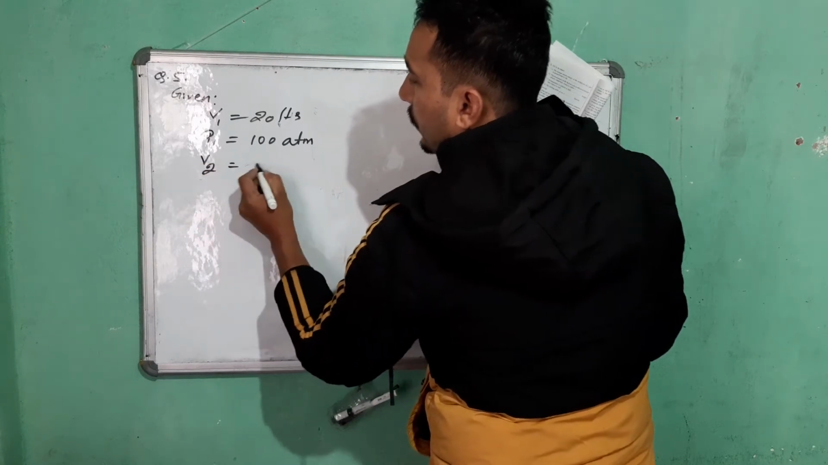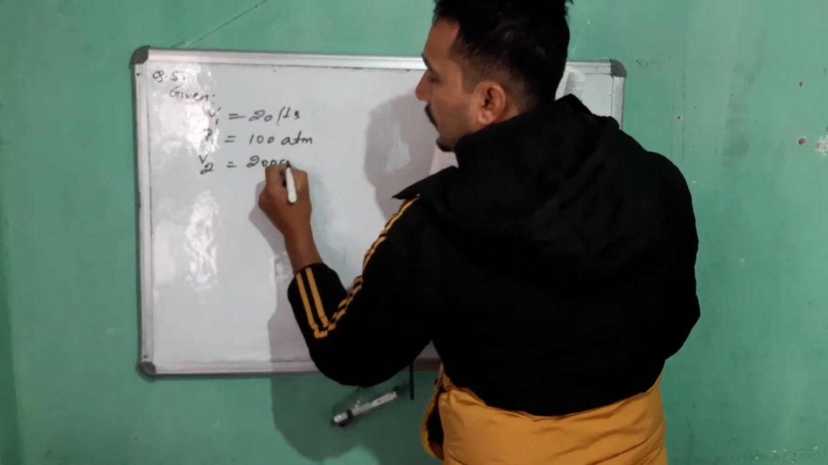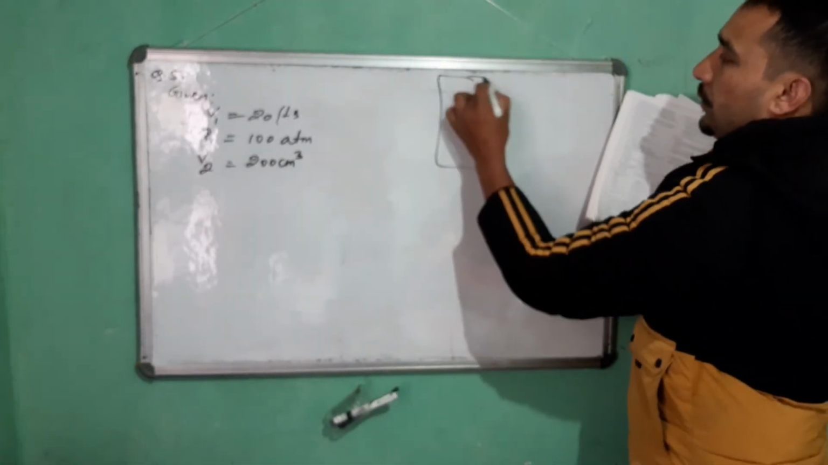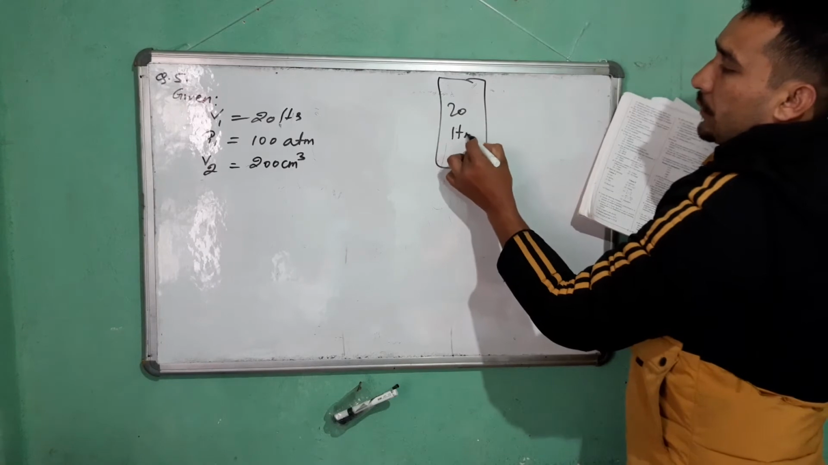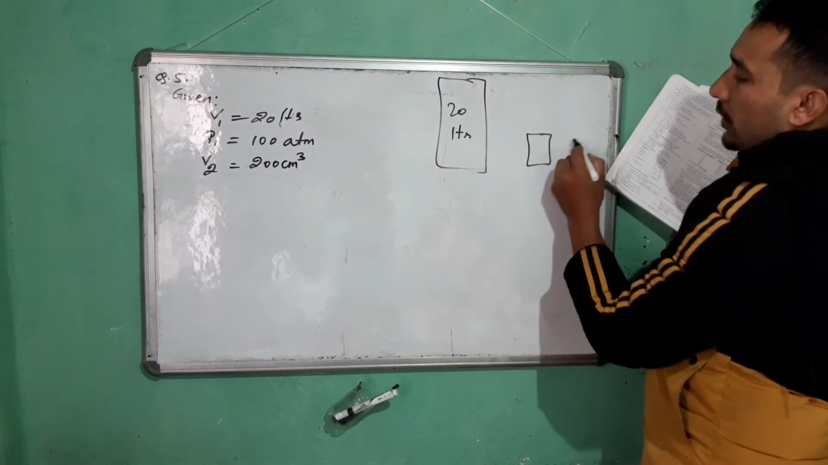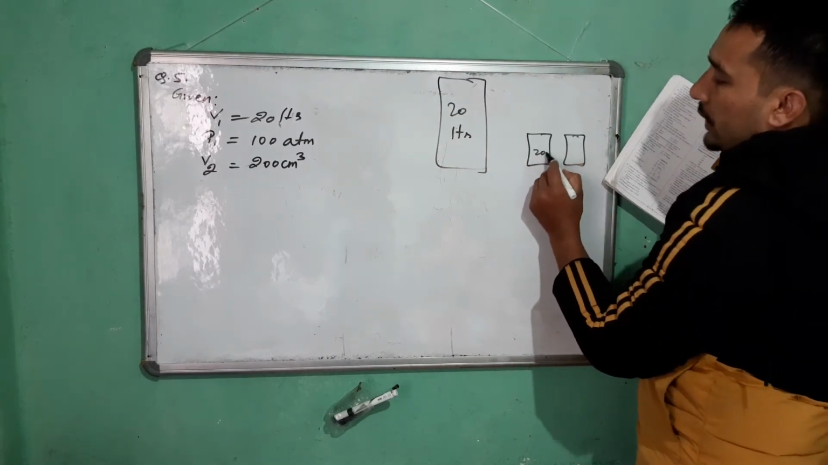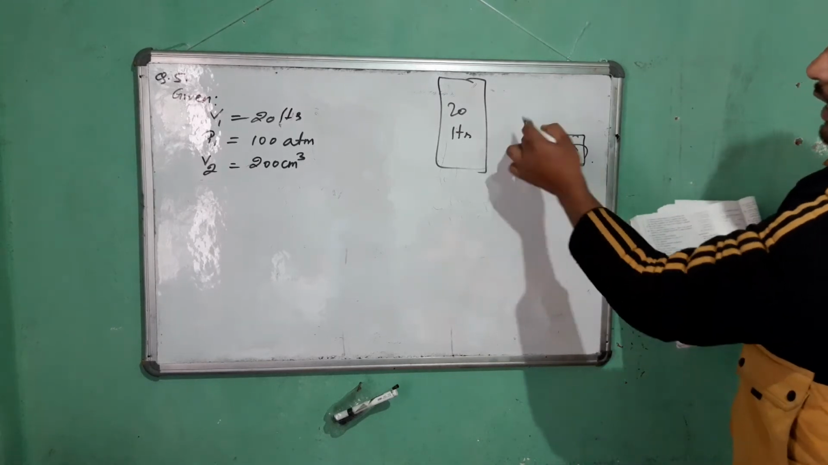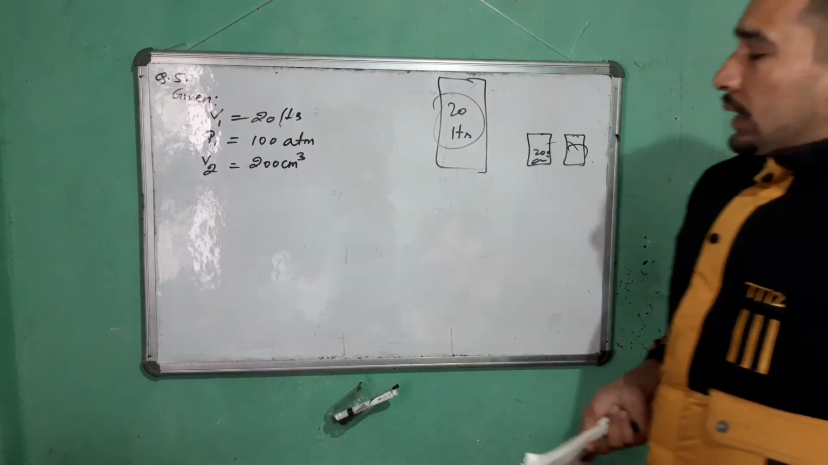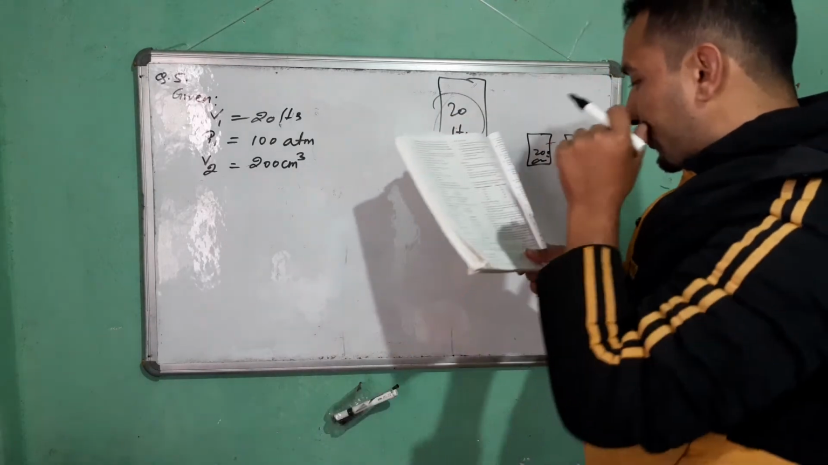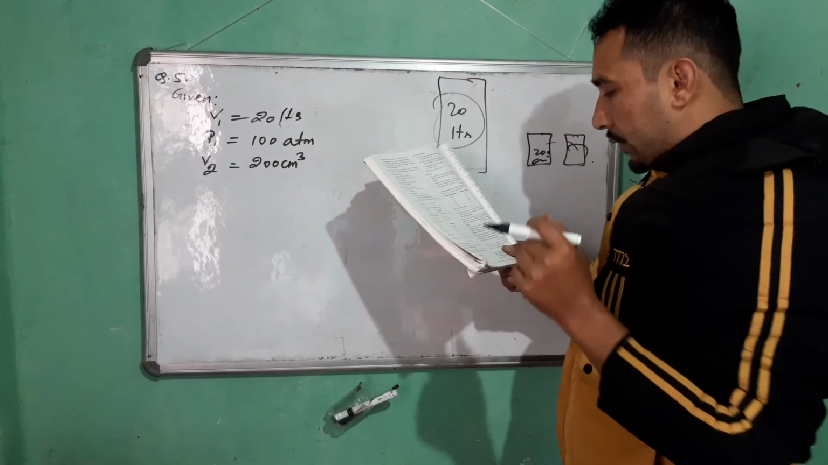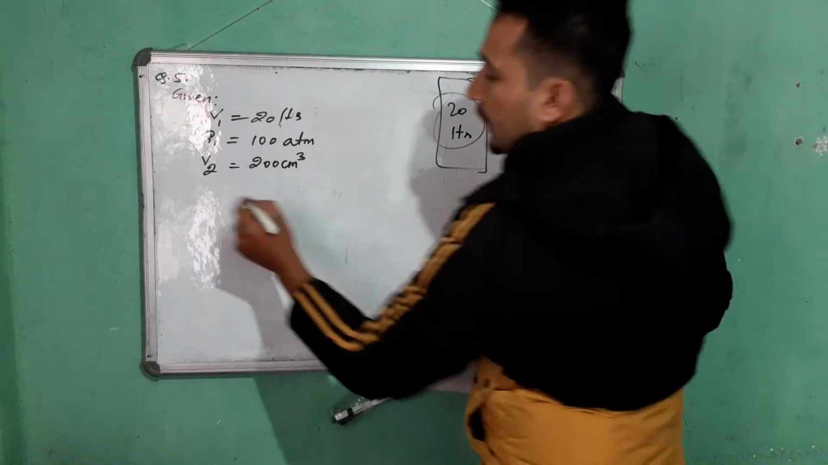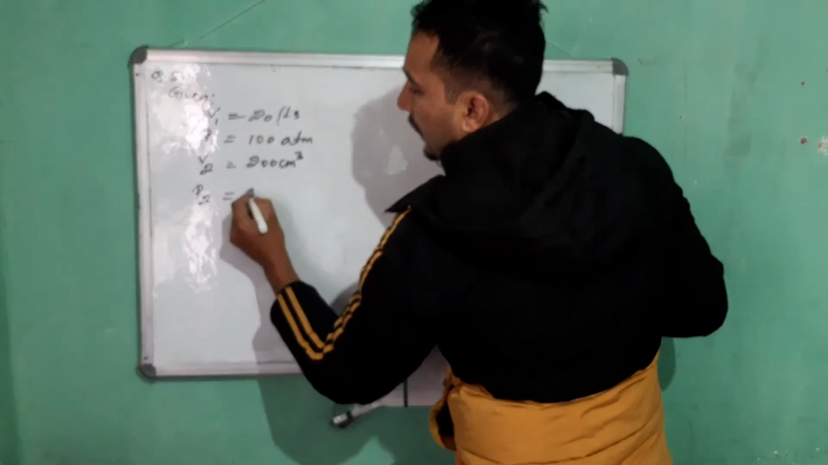V2 is equal to 200 centimeter cube. Small flask. There is a big cylinder of 20 liter capacity, and small cylinders of 200 centimeter cube capacity. So how many such small cylinders can be filled with this gas at 1 atmosphere pressure? P2 is equal to 1 atmosphere.